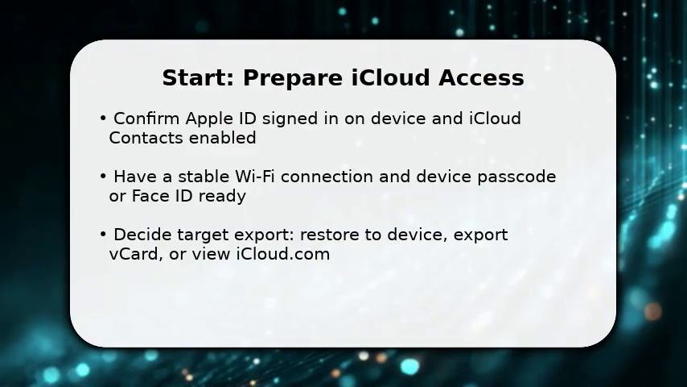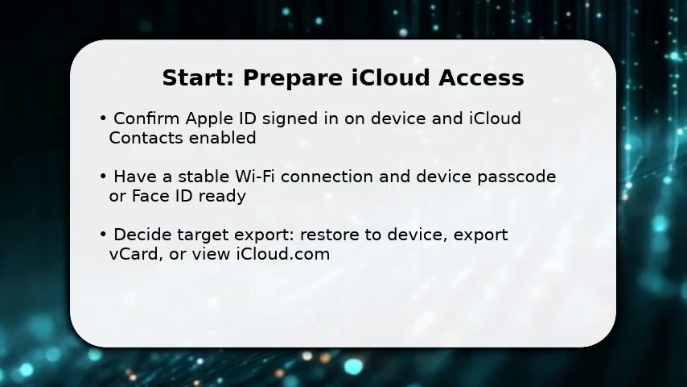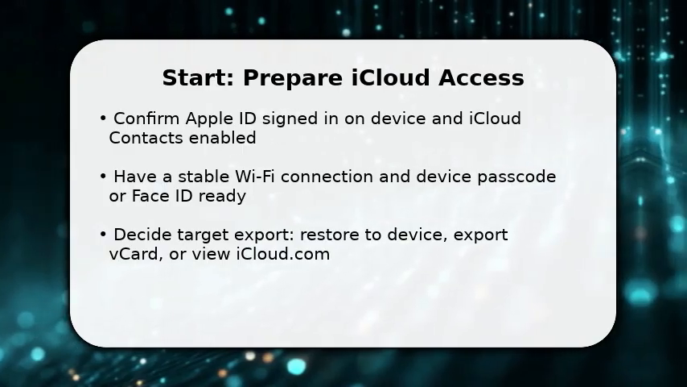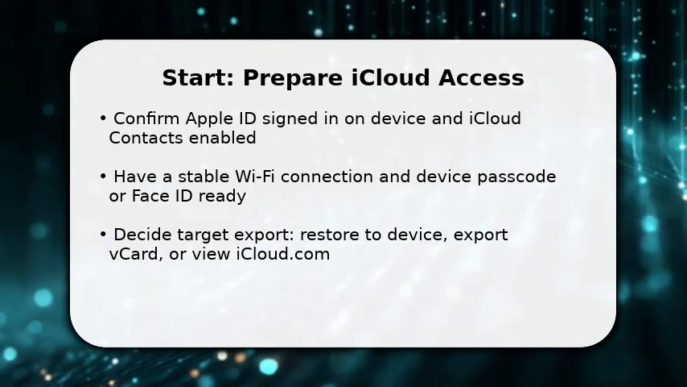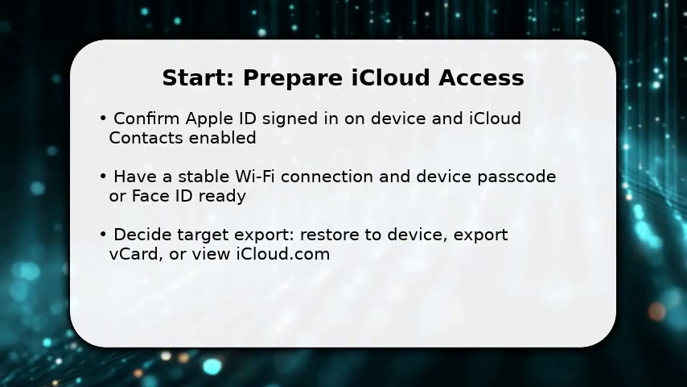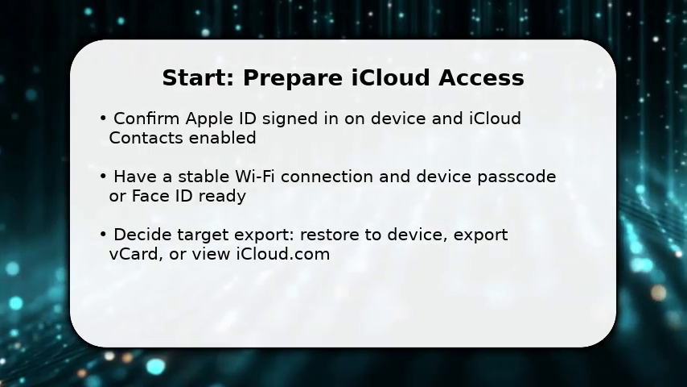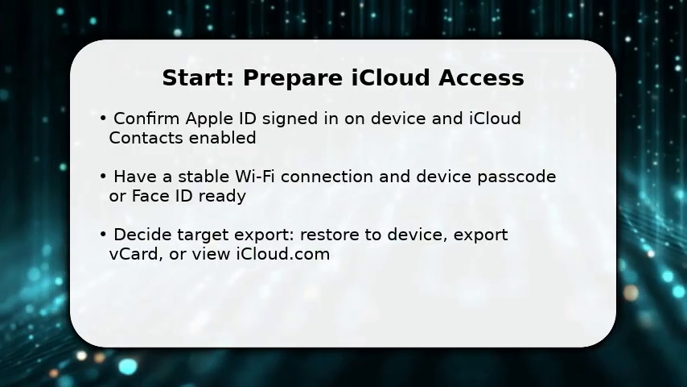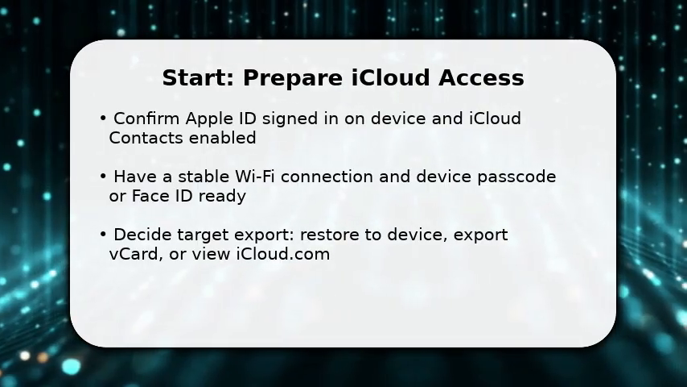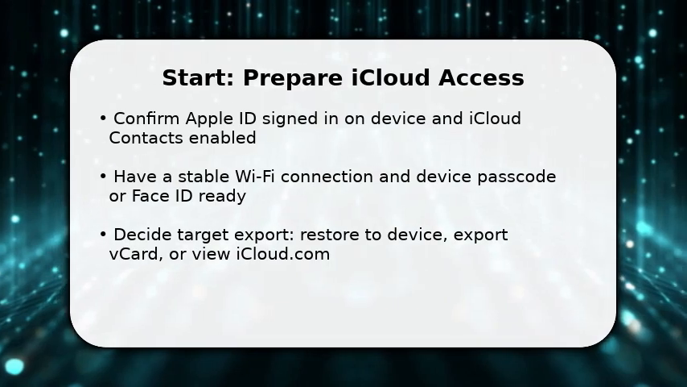You'll begin by confirming your Apple ID is signed into the device and iCloud contacts is enabled. This is the single gatekeeper. Once done, make sure you are on a reliable Wi-Fi network and unlock the device with its passcode or Face ID. If you plan to export, decide now whether you want a vCard, to sync back to a device, or to inspect contacts at iCloud.com. This early decision shapes the exact steps you'll follow next, so choose the final destination for your contacts.